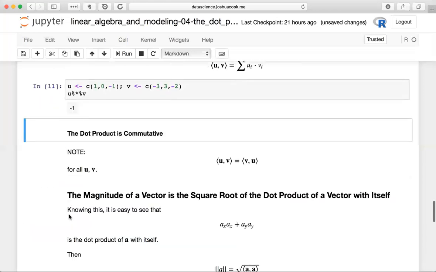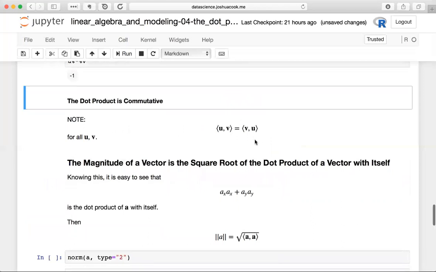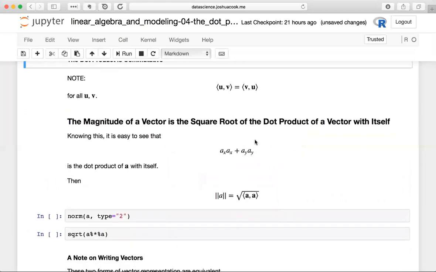So the dot product is a commutative operation. So the dot product of u times v is equal to the dot product of v times u. Just to come back to the magnitude: the magnitude of a vector is the square root of the dot product of a vector with itself. And that's a mouthful. But look at this. This is the dot product of a with itself. We have ax times ax plus ay times ay. That's the dot product.